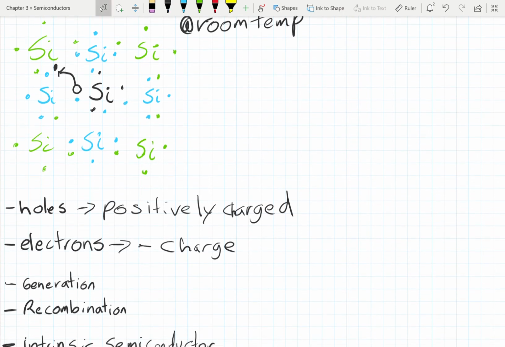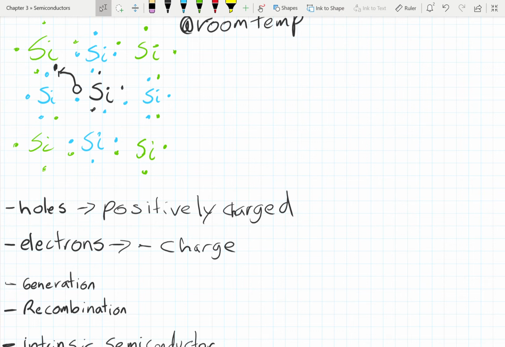One tricky thing about holes is they're not a physical carrier. They're not a physical thing. They're just the absence of electrons. But they're very useful for us, so we take them as if they were something physical in there.